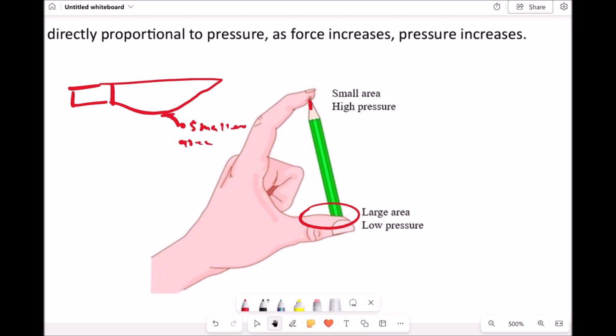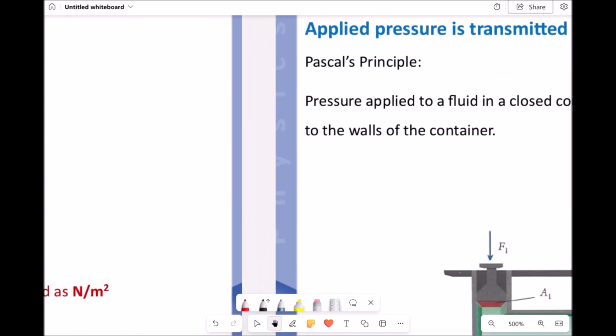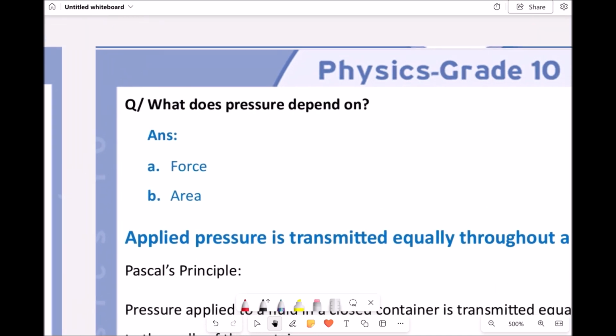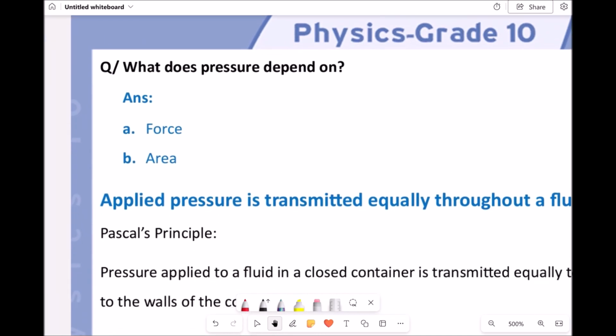That's why if you use the sharp edge to cut fruits, it's going to cut much easier than the other edge. Why? Because the other edge has a larger area, and if it has a larger area, then pressure is going to be lower. But here, area is smaller, so the pressure will be higher. Pressure depends on two things: the force applied and the area.